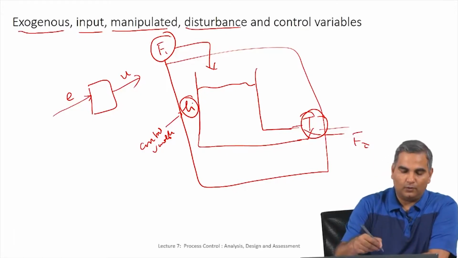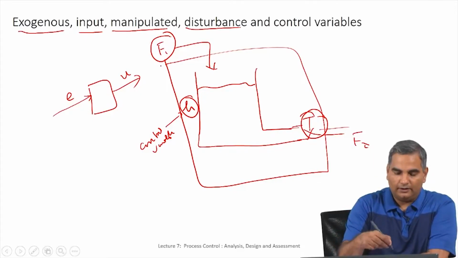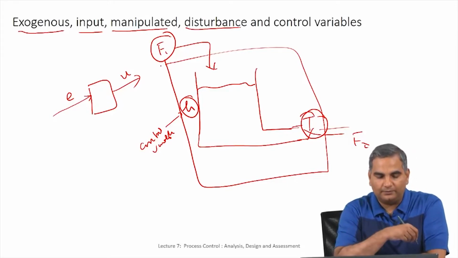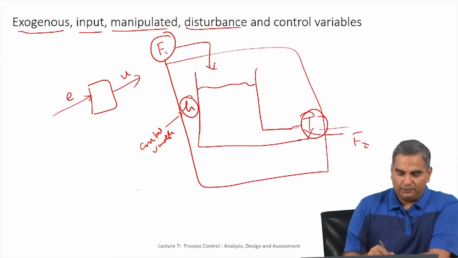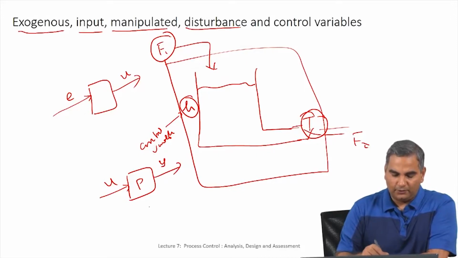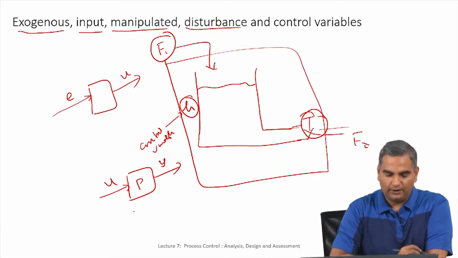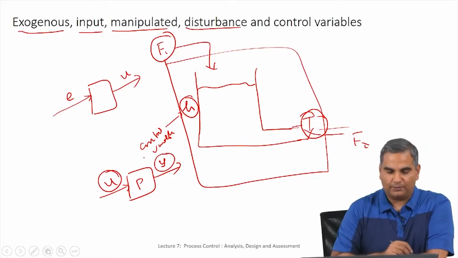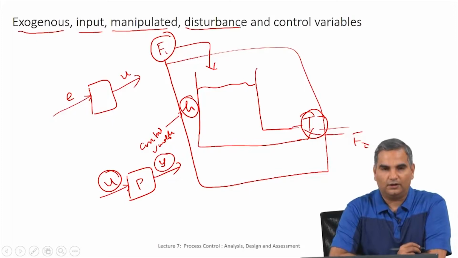So, this is the reason why we call the variable that is an output of a controller a manipulated variable. This is also generally called an input variable, because if you think of this as a process, then u is an input to the process, and that is what dictates what y is. So, if you think about this from a process viewpoint, then u is the input to the process and y is the output from the process. That is the reason why this is also called input variable.